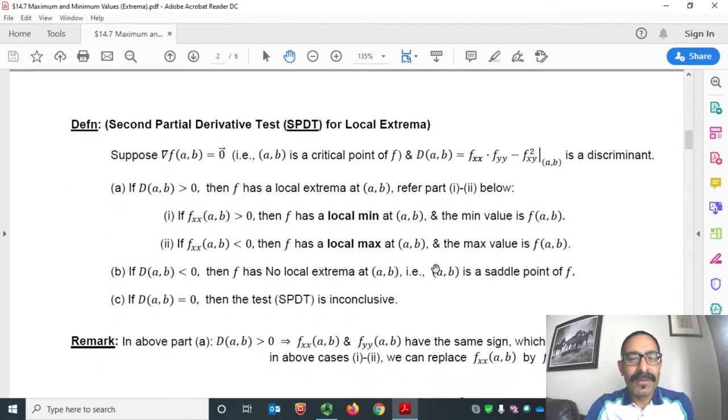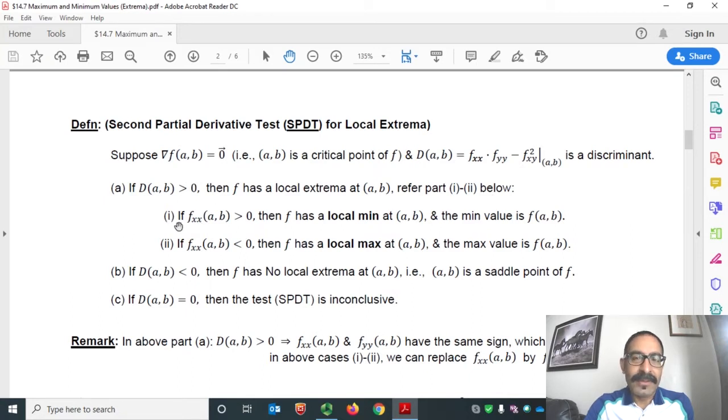The theorem, second partial derivative test for local extrema. Suppose the gradient of f at (a, b) equals 0, that is, (a, b) is a critical point of f, and D(a, b) is the discriminant. Criteria A: if the discriminant is positive, then f has a local extremum at the point (a, b). Then refer to parts I and II below.